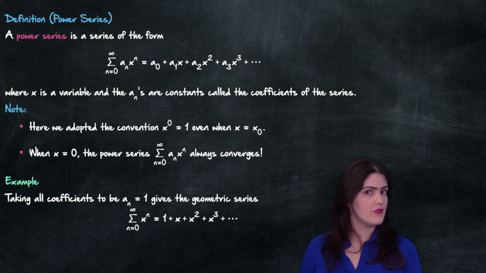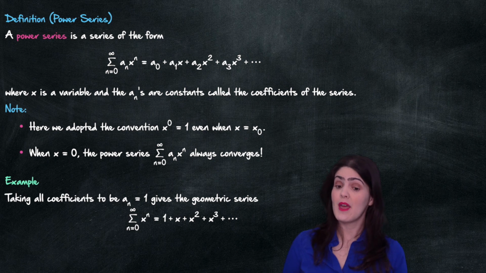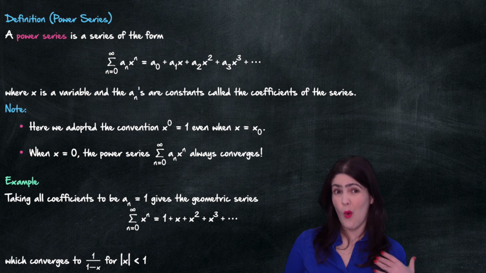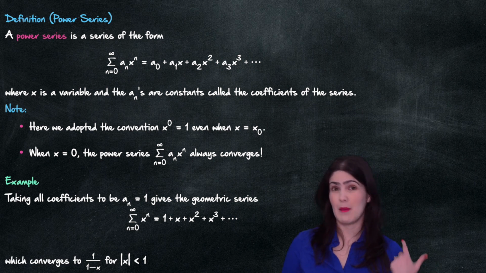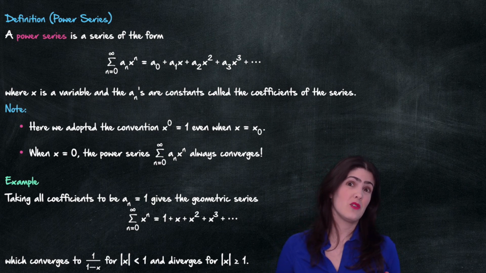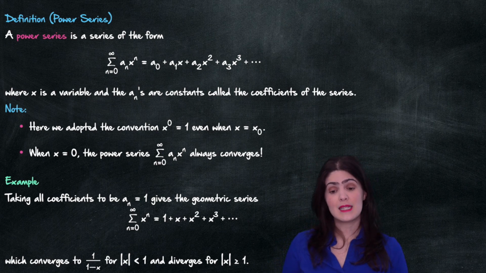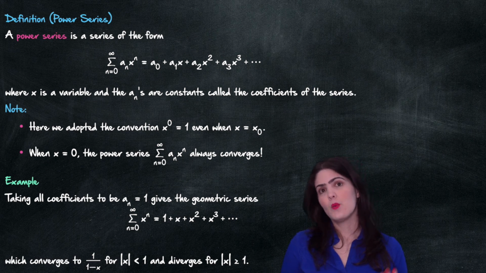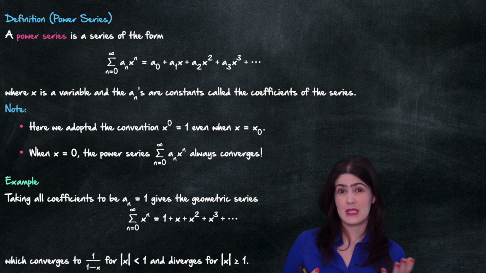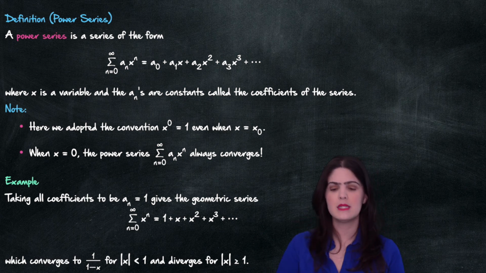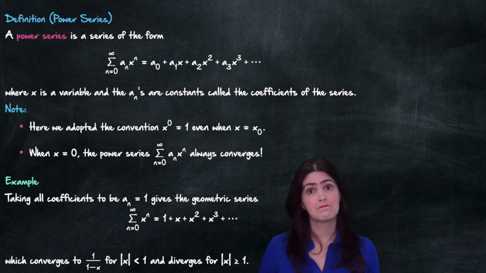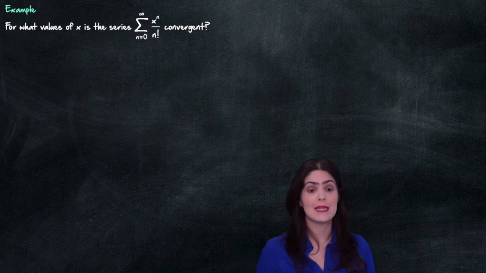And here is an example of a power series that you already know. If we take all the coefficients to be equal to 1, we end up with the geometric series. And we know that it converges to 1 over 1 minus x when the absolute value of x is less than 1, and it diverges when the absolute value of x is greater than or equal to 1. So here's an example of a power series that is convergent in some interval, in this case the interval from -1 to 1, open at both ends. But what happens in general? That's something that we're going to study later in the playlist.